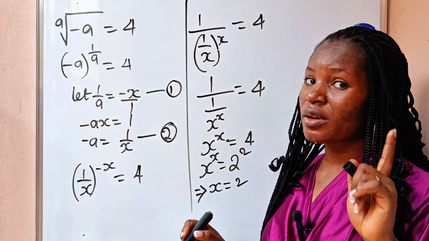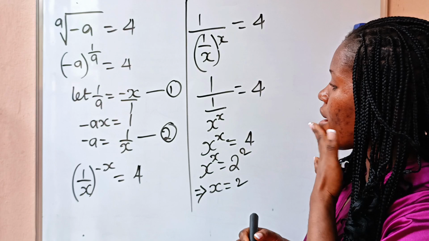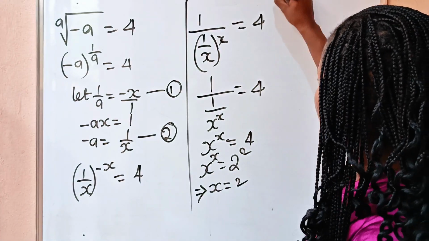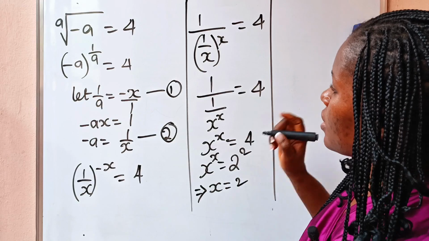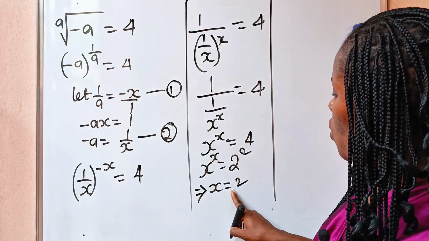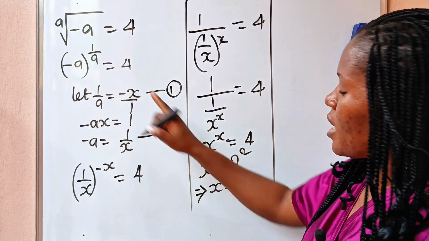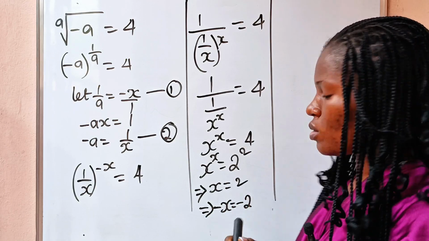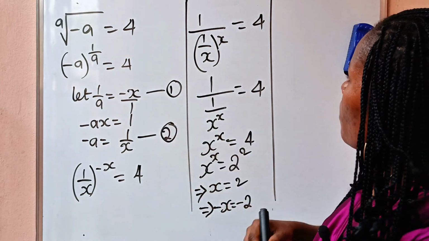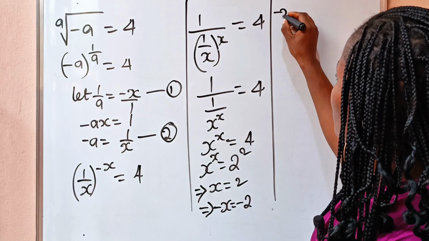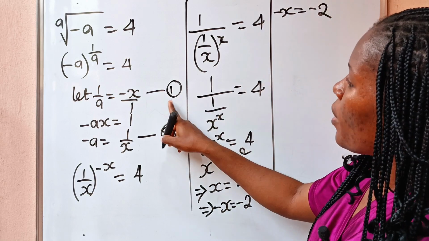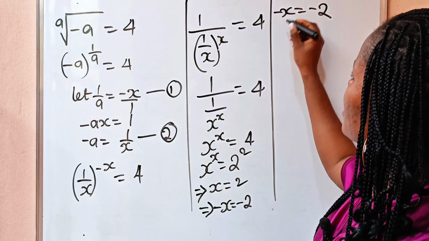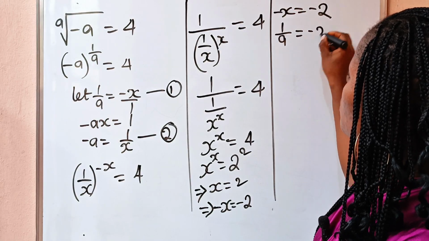But recall we are not looking for x, we are actually looking for a. Okay, so we're actually looking for a. That means that if x is equal to 2, what we actually have is minus x. So this implies that minus x is equal to minus 2. All right, so now let's go back. Recall that minus x is equal to minus 2. But from equation 1, minus x is equal to 1 over a. That means we can replace this: 1 over a is equal to minus 2.